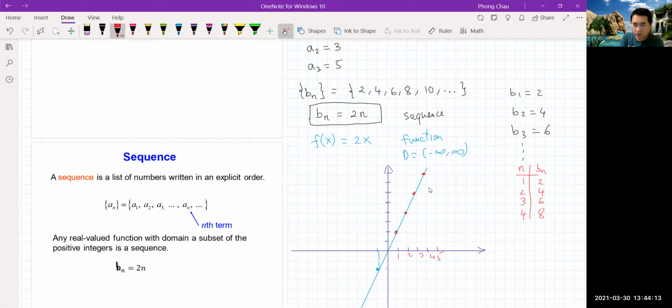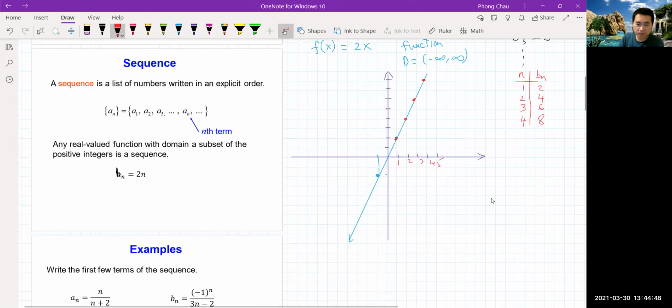Okay. So with that said, a sequence can be thought of as a real-valued function. You think of that as a function, right? It's the same formula as that one, with the domain a subset of the positive integers. So that means the domain is not all real numbers, but just the positive integers 1, 2, 3, 4, 5, and so on.